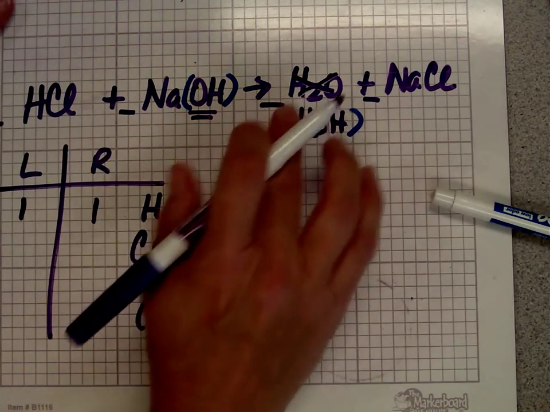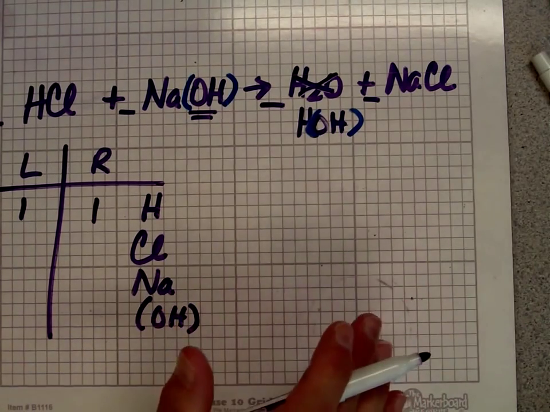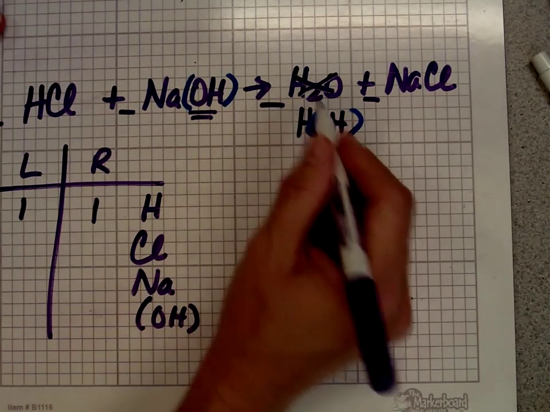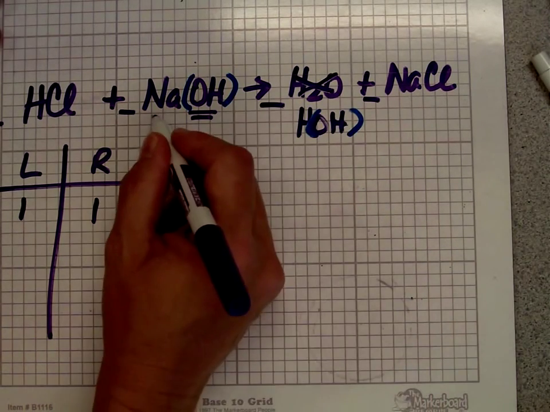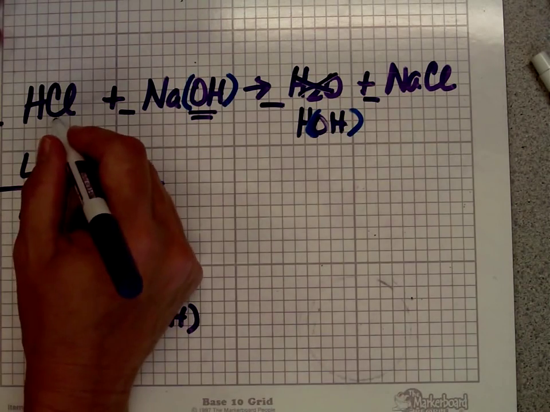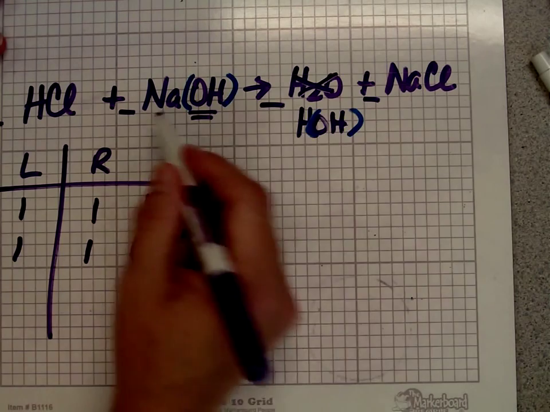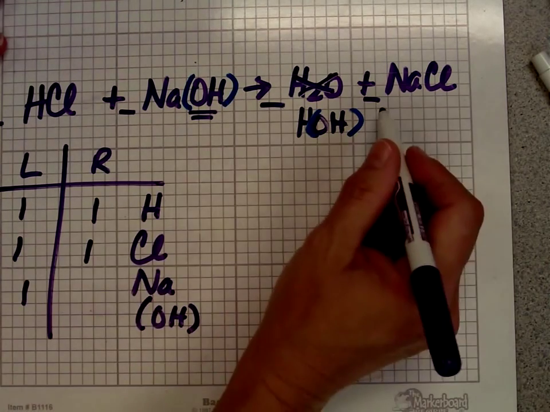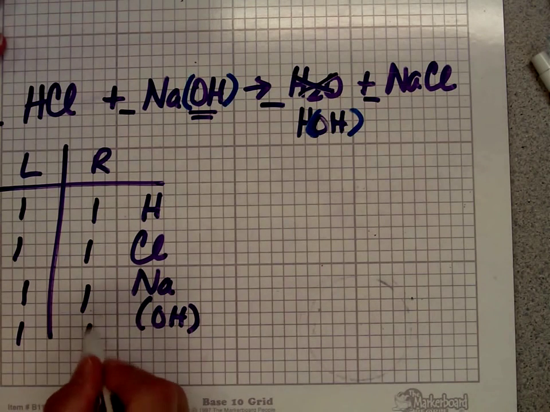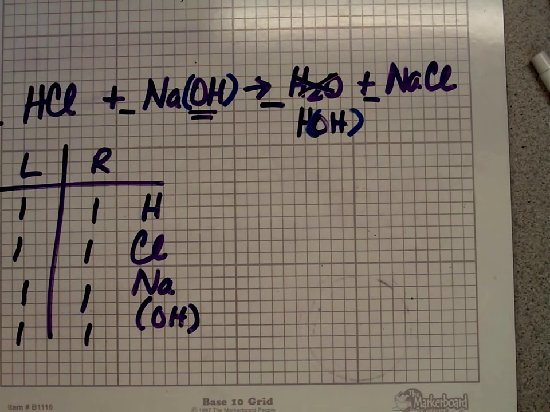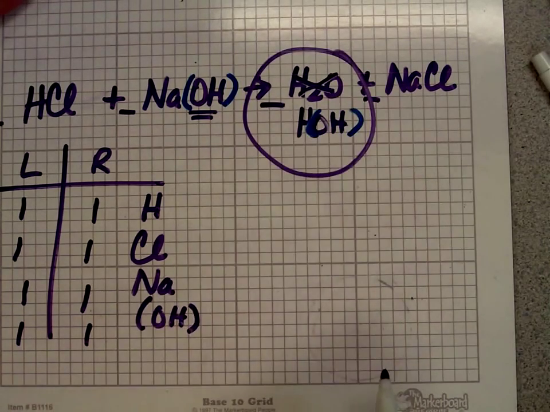If you used H2O, you would have thought there were 2, and this would have been a very difficult equation to balance. But because you recognize that it's not H2O, if you write it as HOH, it becomes a simpler equation. Chlorine on the left, 1. Chlorine on the right, 1. Perfect. Sodium on the left, 1. Sodium on the right, 1. And hydroxide on the left, 1. Hydroxide on the right, 1. Do you see how easy it was? Totally balanced, actually. But you see how easy it is when you break your water down to HOH.